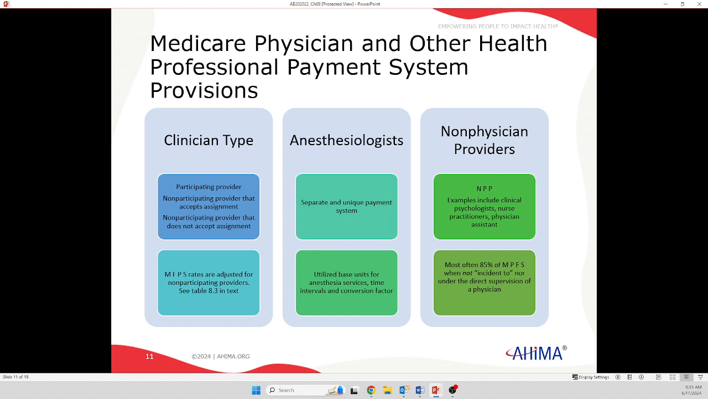A participating provider means that they participate in Medicare, they have signed a contract, and they agree to the Medicare bill. So whatever Medicare pays, that's what they will take. A non-participating provider that accepts assignment, non-PAR, is going to take less than Medicare, with a 5% deduction. And then the non-participating provider that does not accept assignment, they don't take Medicare, and they can charge anywhere from 95 to 115%. So it may be 5% less than Medicare, or it may be 15% over.